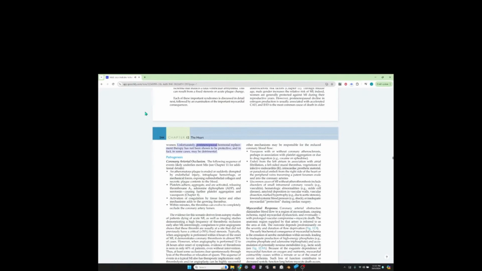However, postmenopausal decline in estrogen production is usually associated with accelerated CAD, and IHD is the most common cause of death in older women. Unfortunately, postmenopausal hormonal replacement therapy has not been shown to be protective, and in fact, in some cases, may be detrimental.